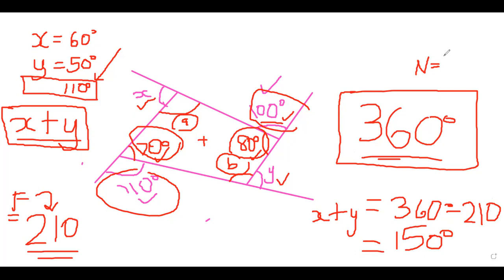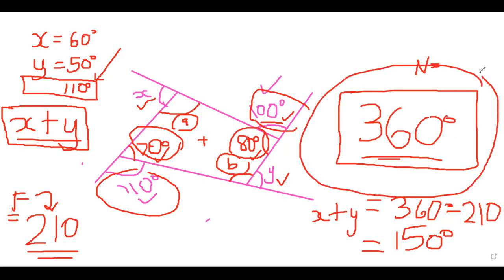Okay, we will do another question. Explain the question. Huh? Explain the question. Come again? How is the answer 150? Based on this principle that the total angle inside this quadrilateral is going to be 360.